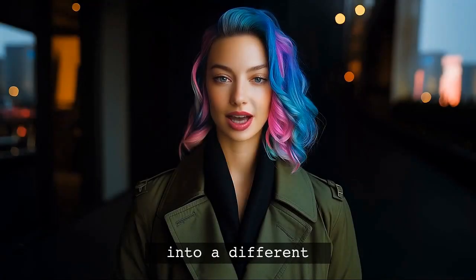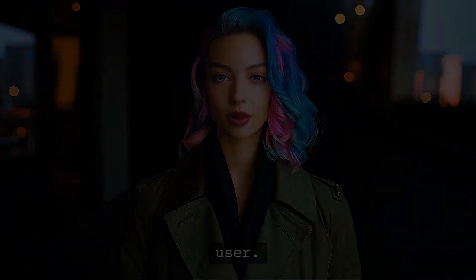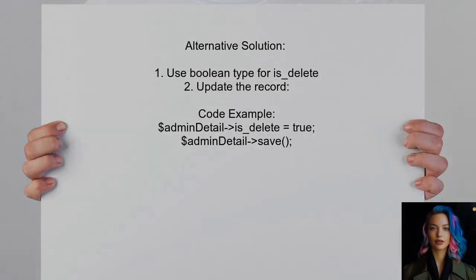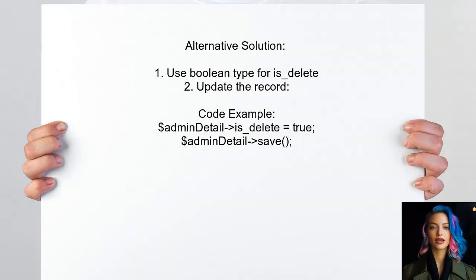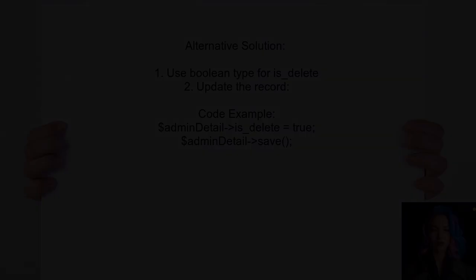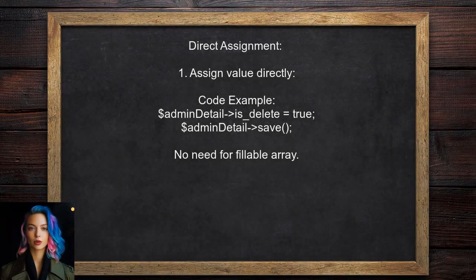Now, let's dive into a different answer from another user. An alternative solution from another user suggests using a Boolean type instead of an integer for the isDelete field. They recommend updating the record like this. Set isDelete to true and save the model. Additionally, you can directly assign the value to the isDelete property without using the fill method. This means you don't need to include isDelete in the fillable array.